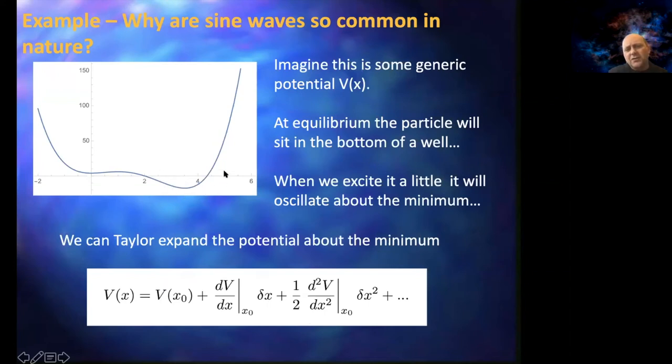And then I've allowed there to be the second term so that there can be some change in the gradient as I go left and right. That's the second term in the Taylor expansion.